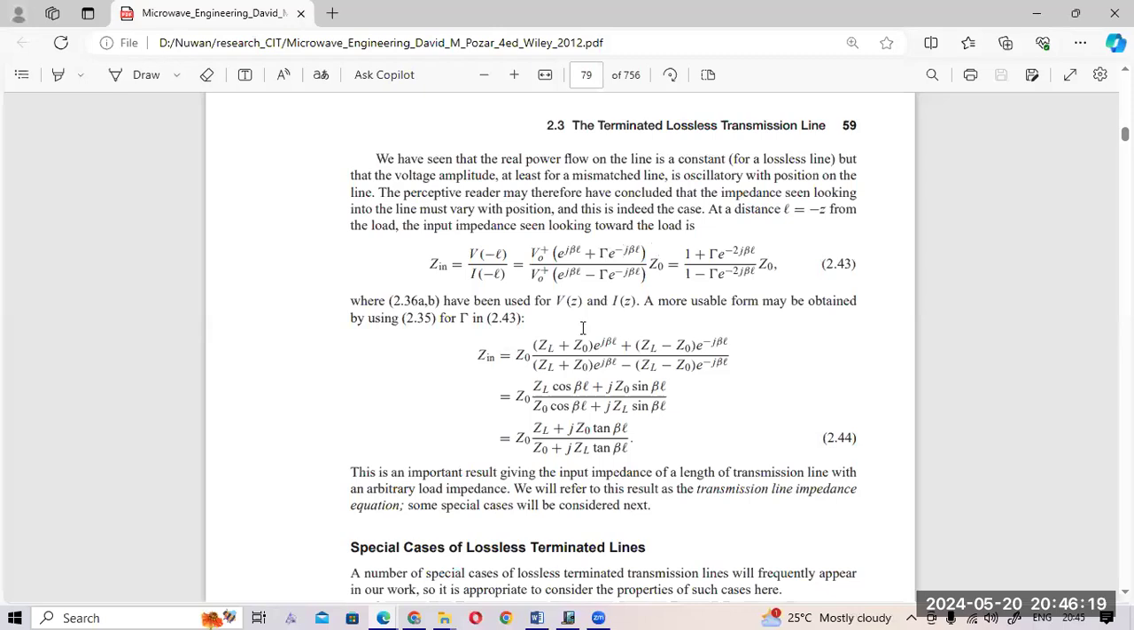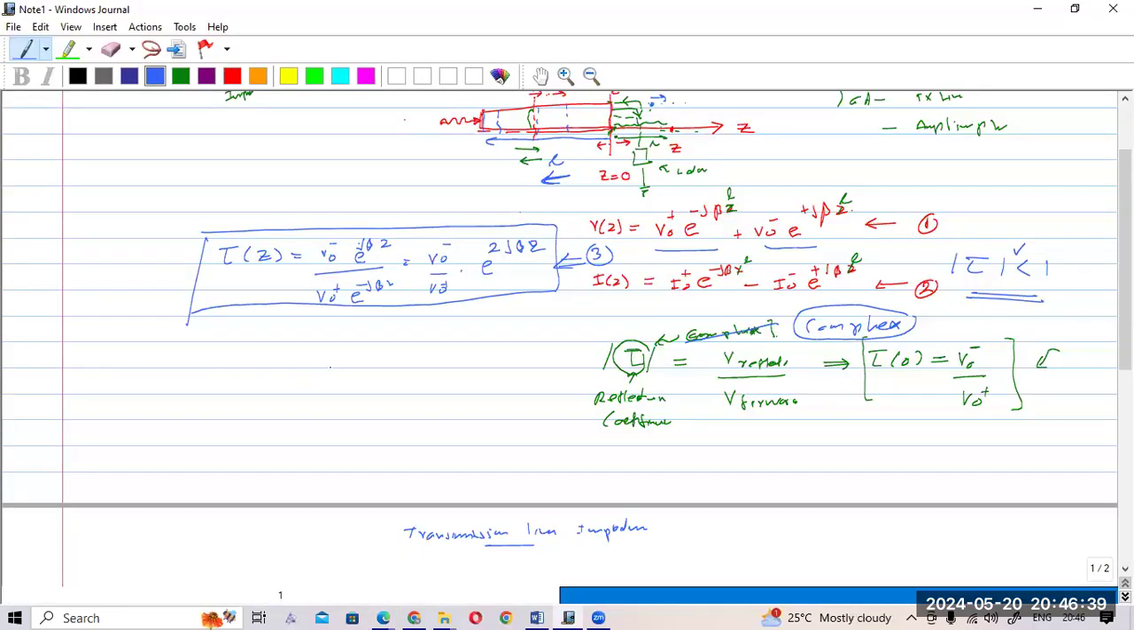So we can derive the equation for the input impedance at some point. We can derive it as Z naught into (ZL plus Z naught, with beta L) over (Z naught plus ZL, with beta L). Okay, so this is also very important.